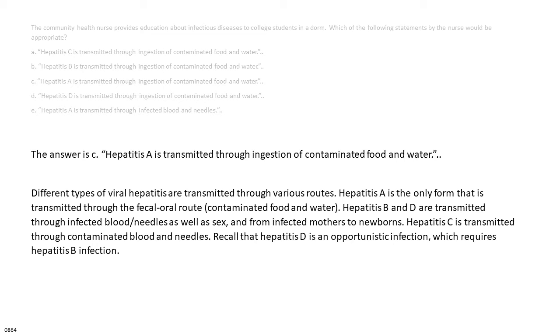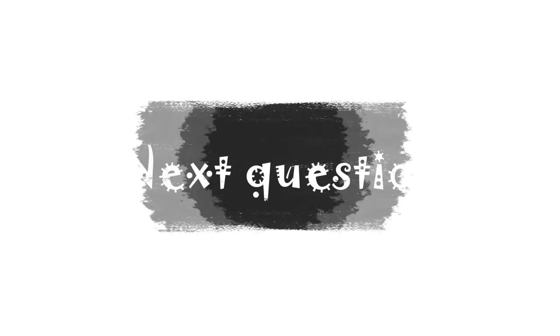Hepatitis B and D are transmitted through infected blood, needles, as well as sex, and from infected mothers to newborns. Hepatitis C is transmitted through contaminated blood and needles. Recall that hepatitis D is an opportunistic infection, which requires hepatitis B infection.